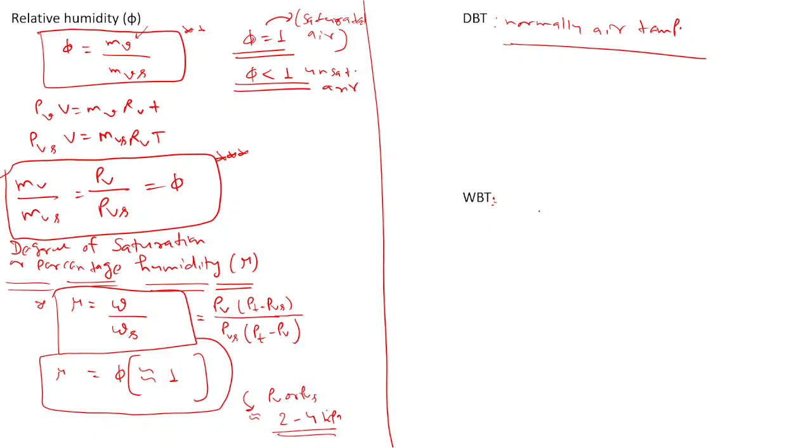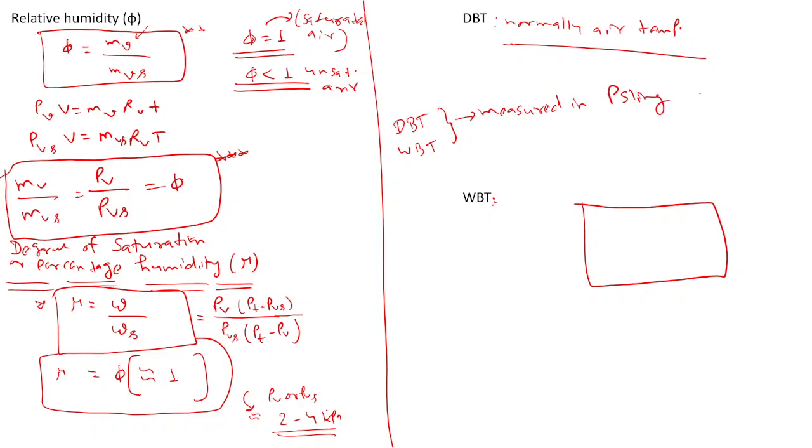So like it is just steady state, like one apparatus is there. There we used to measure our DBT and WBT. Okay, DBT and WBT measured in. Anyone know the device name? Sling psychrometer. Okay. Psychrometer.